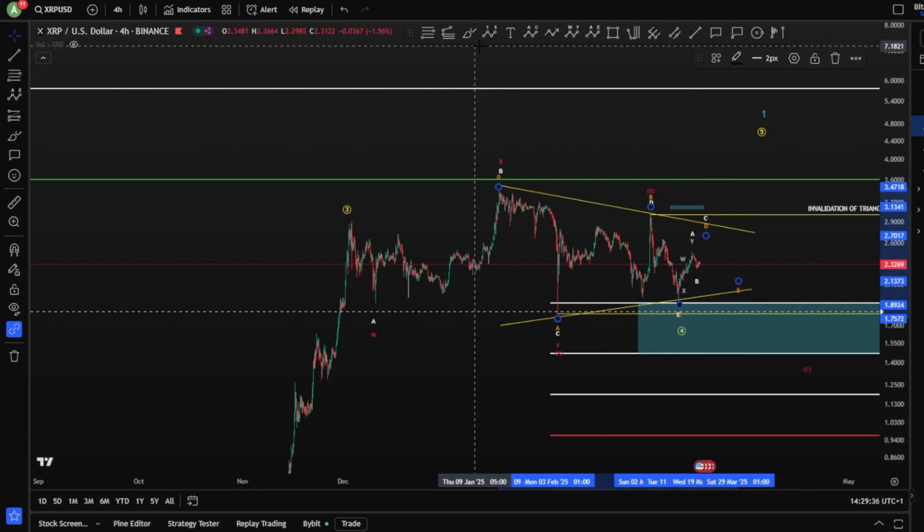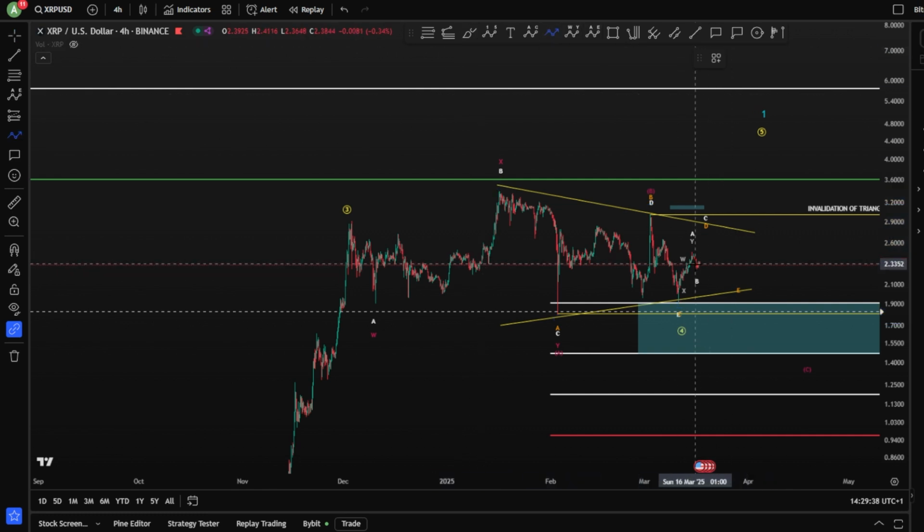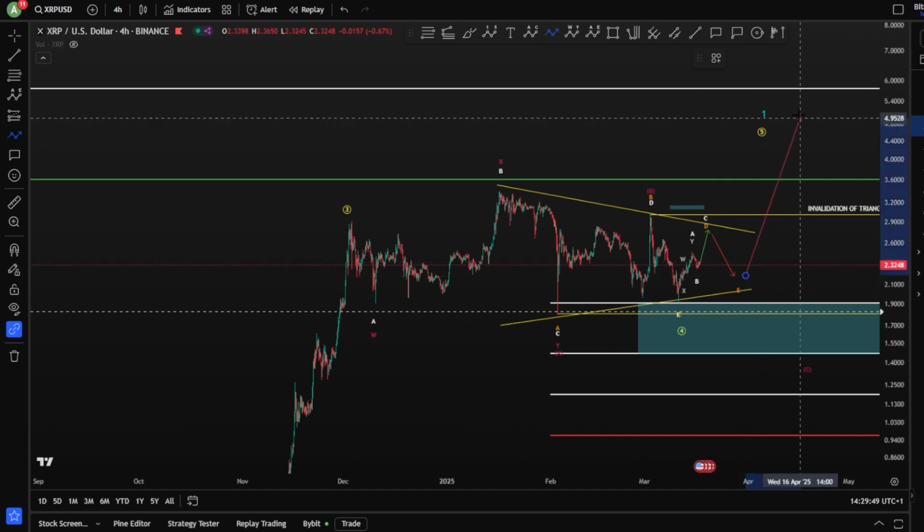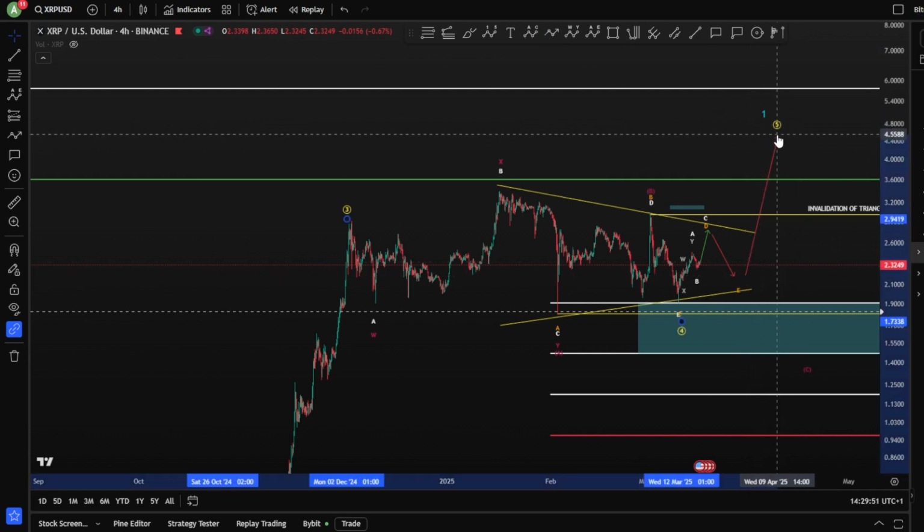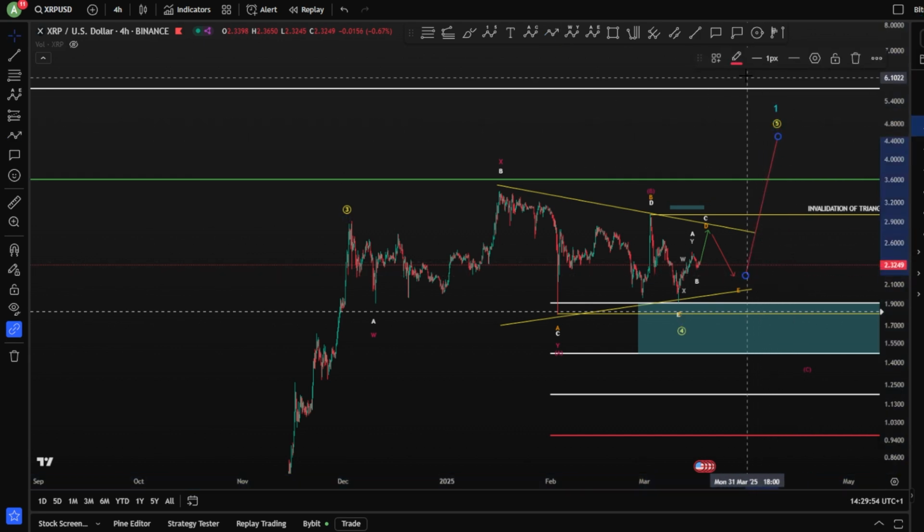So basically, I'm looking for this path right now, of course, potentially moving higher, and then, of course, one more move toward the downside for a wave E in the red, and potentially moving again higher for the wave 5 to finish a wave 1.